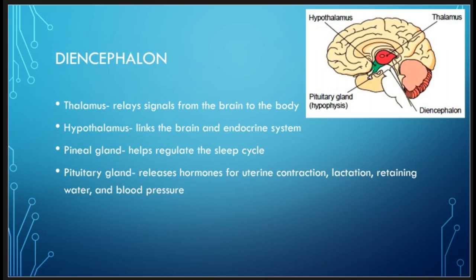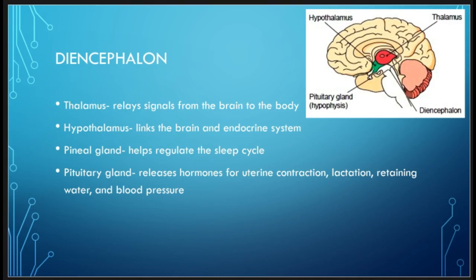Connected to that is the hypothalamus, which is then linking the brain to the endocrine system. And two of those glands within the endocrine system, the pineal and pituitary glands, these are again, the endocrine system is all about homeostasis within the body. So the hypothalamus is relaying to the rest of the body what hormones to release, getting directions there.